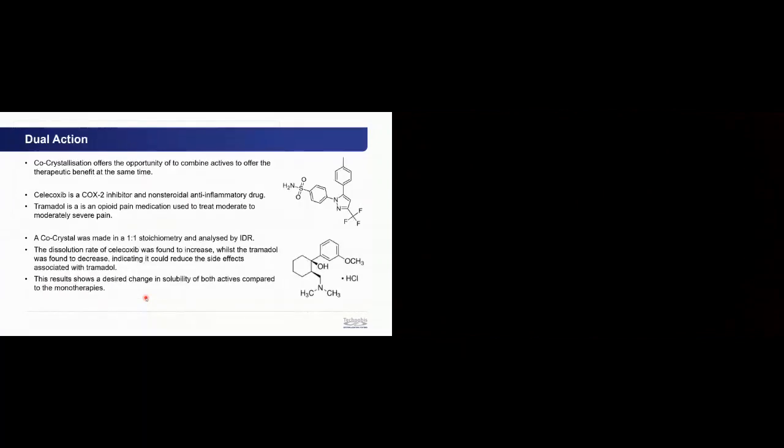A benefit of co-crystals is that you're able to combine two actives together. So this is a dual action. What we have is celecoxib, which is a COX-2 inhibitor, a non-steroidal anti-inflammatory, and tramadol, which is an opioid pain medication. A one-to-one co-crystal of this was made, and a dissolution rate showed that the celecoxib was found to increase, while the tramadol was found to decrease, which would indicate reduced side effects of the tramadol. So this showed a benefit over the monotherapies of both. So a dual action formulation is open to this.